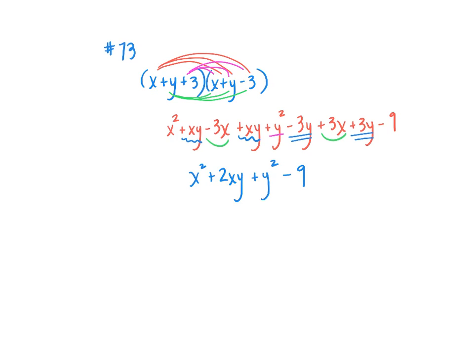So a lot of times students ask, how do you put that in descending order? I just go with regards to x because it comes first alphabetically. So notice you'll see x to the second power, x to the first power. Then I put any terms that don't have x, and then lastly just your constants.